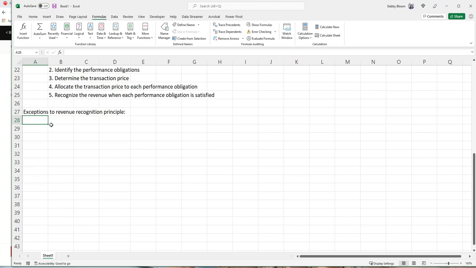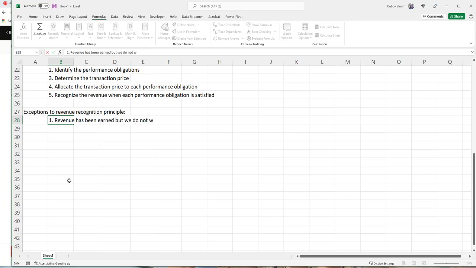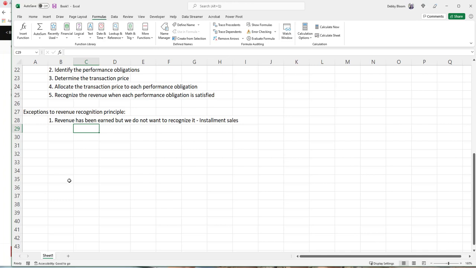Okay, so we have basically 2 general exceptions to the revenue recognition principle. Exception number 1 is when revenue has already been earned, but we don't want to show it. And an example of this type of exception is installment sales. Installment sales happen when collection of the full amount is judged extremely unlikely.